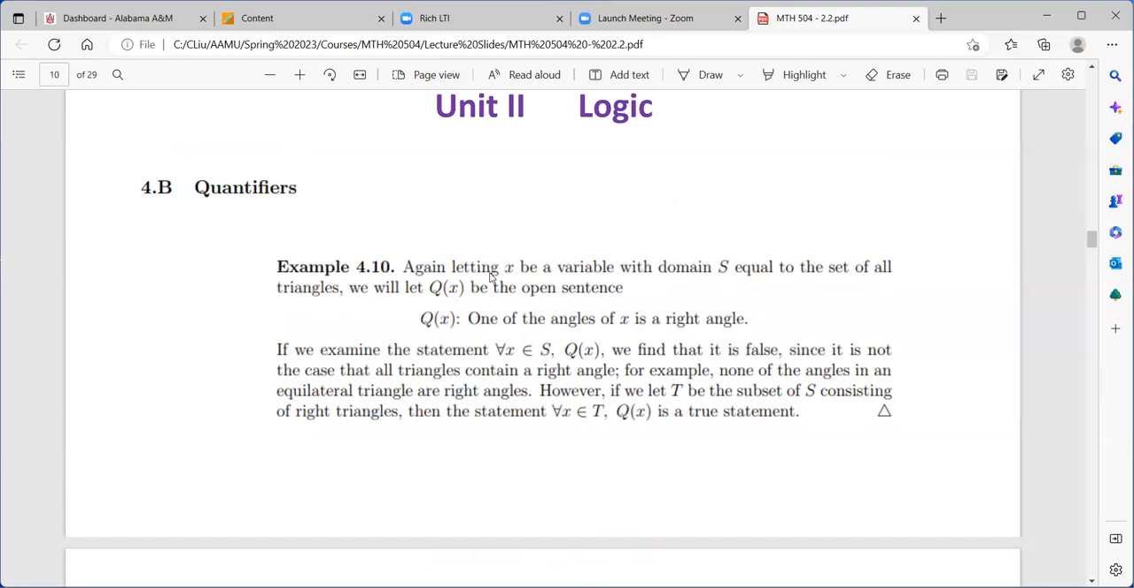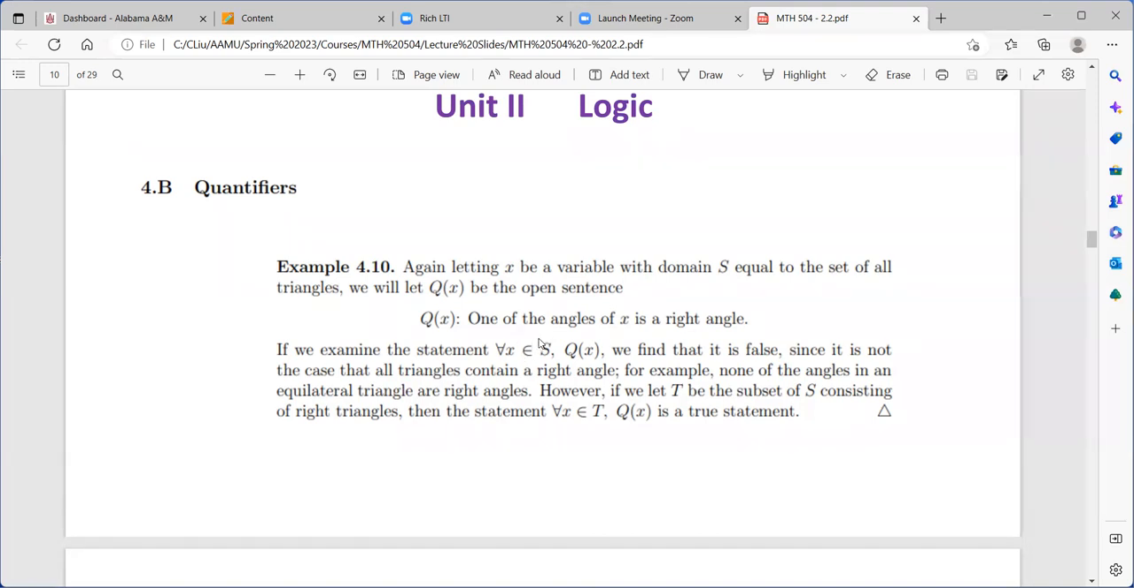Again, we're talking about x, which is a variable with domain S, the set of all triangles. So that's the same as the previous example. And let Q be the open sentence we talked about before: one of the angles of x is a right angle. That's an open sentence. It includes a variable x. If we write the statement for any x in S, Q of x, it is now a statement, specifying the value of x from S, any of them.